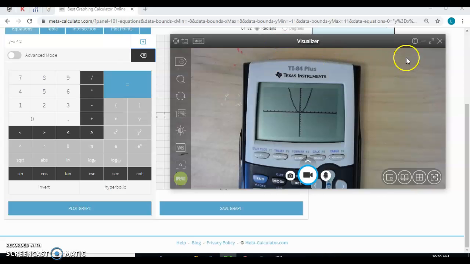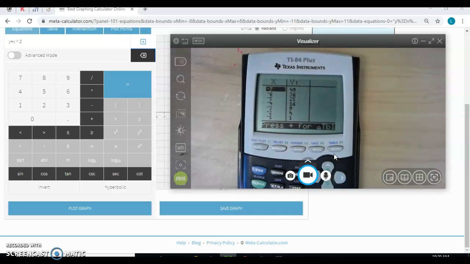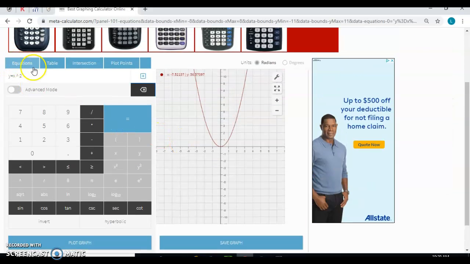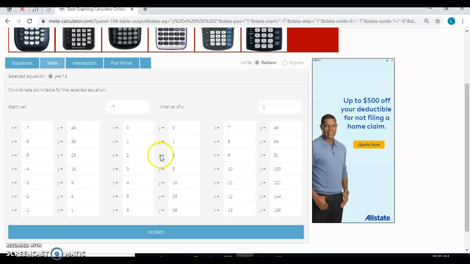Okay. Now, from here, on our calculators, we also use the table of values, and to get there, you would press second and graph. That gives you your x and y values. Now, you can also do that on this. You just have to come up over here and hit the table button. It's going to say select an equation to create a table, so create that table, and now you've got your x and your y values.